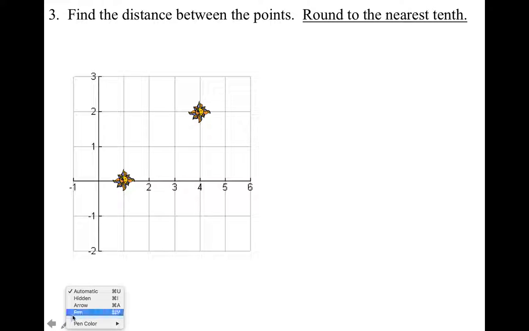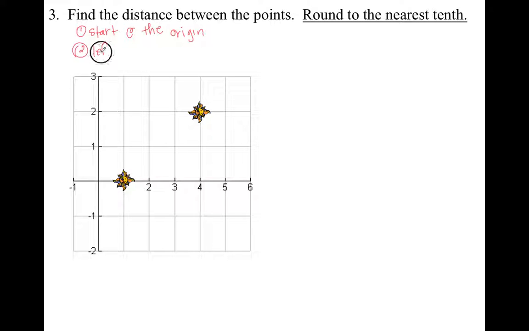So if you notice right here, we see the points, but we don't see the coordinates. So it's important, let's do a refresher. Remember, when you're trying to find the coordinates of a point, the first thing that you should always do is start at the origin. The second movement should be, you should move either left or right, depending on where you are. And then the third movement, you should move up or down.